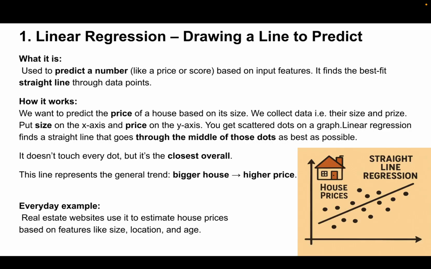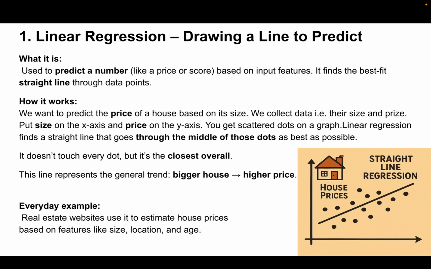Starting off with the first algorithm, that is linear regression. Linear regression is drawing a line to predict. It is used to predict a number like a price or score based on the input features. It finds the best straight line through data points. Now, how does it work?